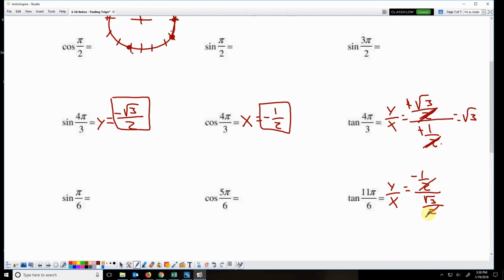Those are going to cancel, and we're left with negative 1 over root 3. But we don't leave radicals in the denominator, so we multiply by root 3 over root 3, which is negative root 3 over 3.